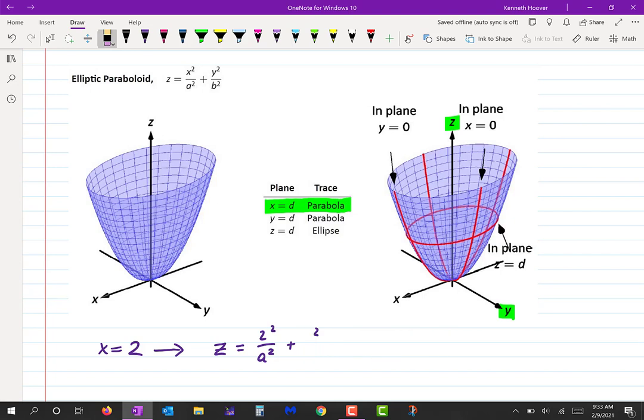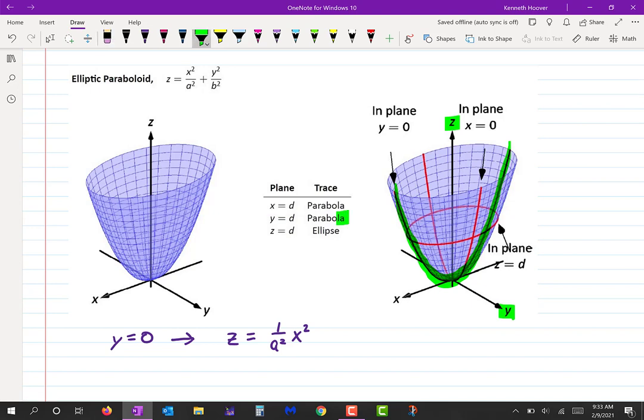Now let's look at the trace in the xz plane. That means we set y equal to 0. Then we get z equals a number times x squared. That's a parabola in the xz plane, and that's right here. And what does it tell us? If you substitute any number for d, y equals d, you'll get a plane parallel to the xz plane, and the trace will be a parabola.